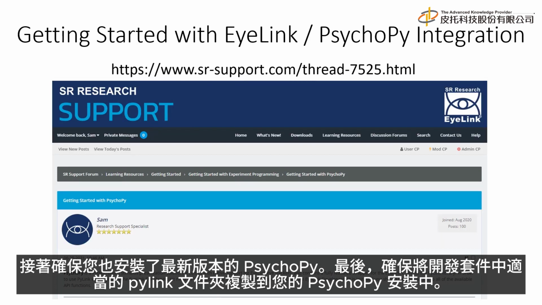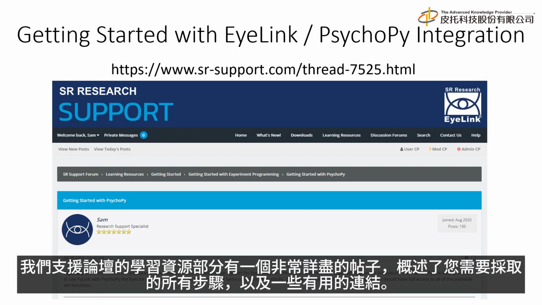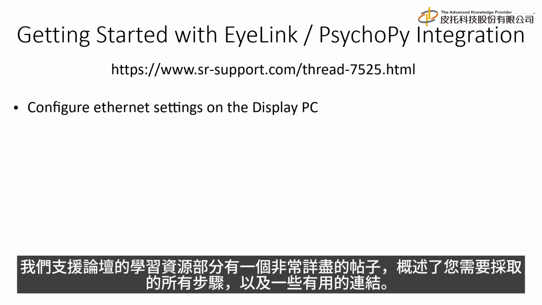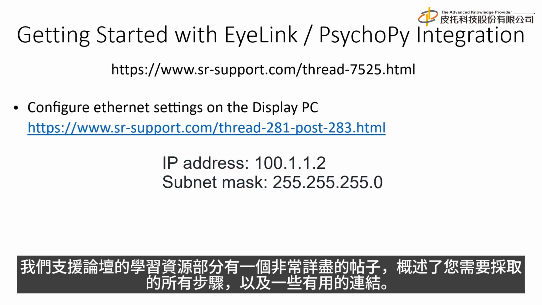There is a very comprehensive post in the Learning Resources section of our support forum that outlines all the steps you'll need to take, along with some useful links. In brief, you will first need to make sure that you have configured the Ethernet settings on your stimulus PC to allow communication between it and the host PC. Typically this involves setting its address to 100.1.1.2 with a subnet mask of 255.255.255.0.